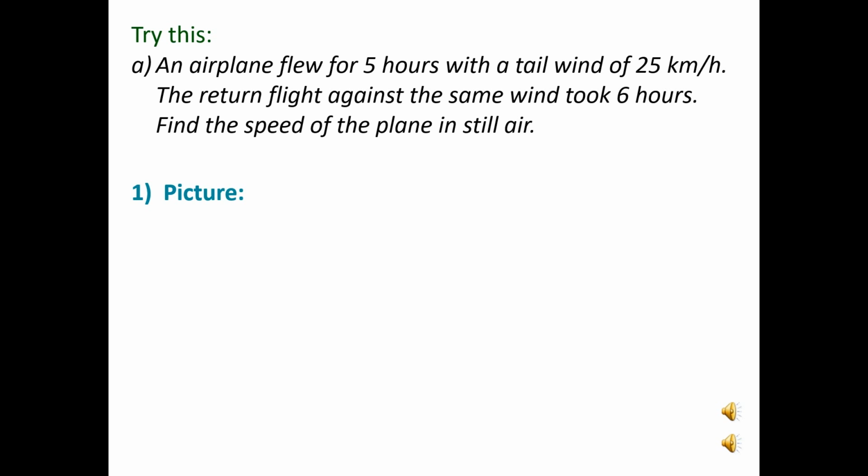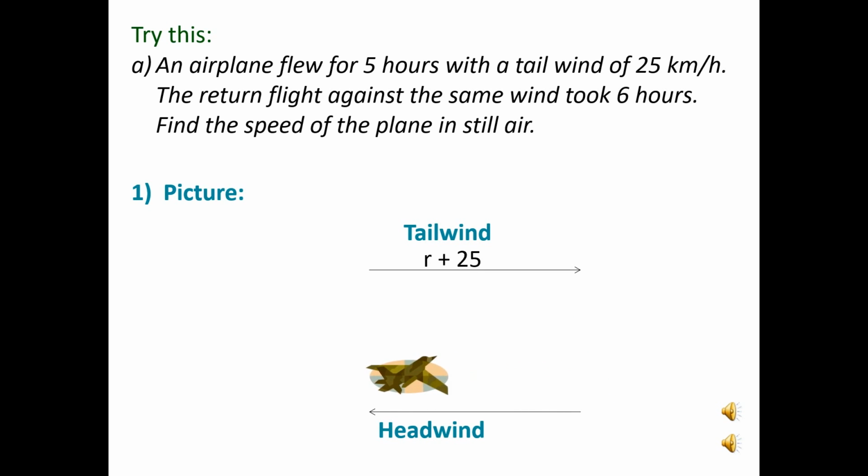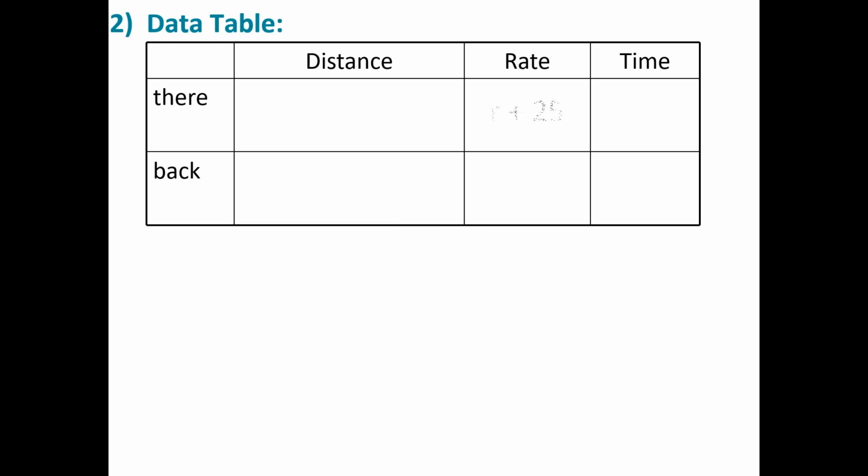So they're both going to be the situation wherein I add the tailwind of 25 kilometers an hour, and subtract it going against the wind. Draw the picture there with the tailwind. I have an r plus 25. With the headwind, or against the wind, I am r minus 25. Throw that into some tables. We're told the time is 5 and 6. Distance has to be the same because I went somewhere and I came back.